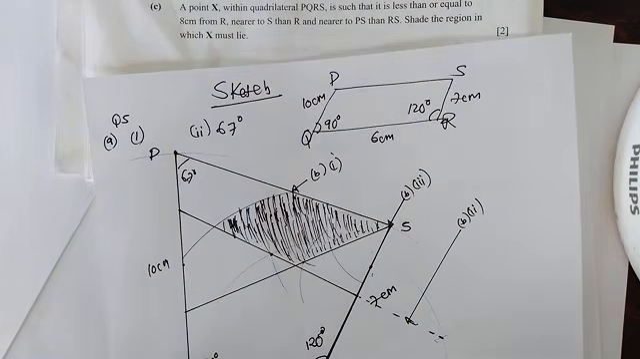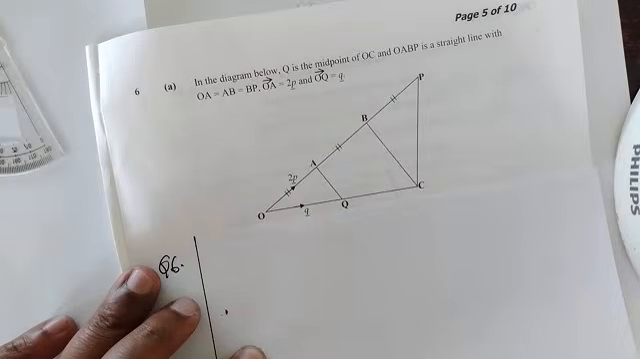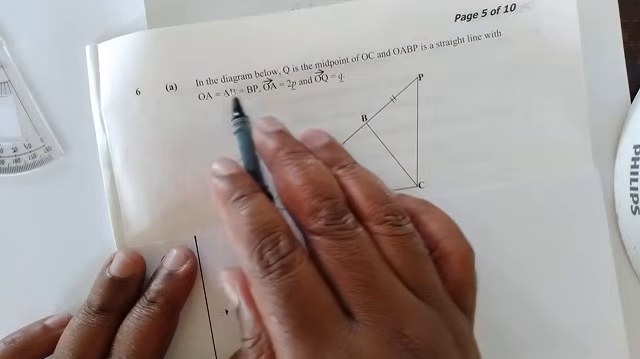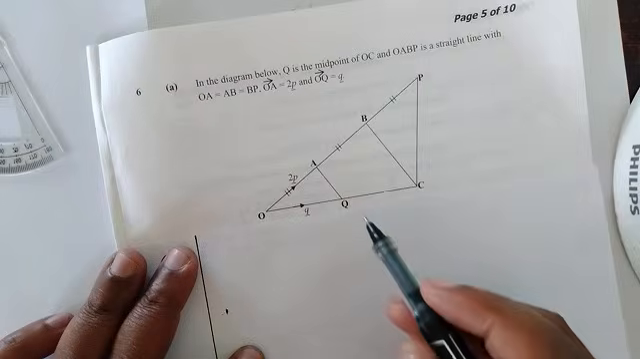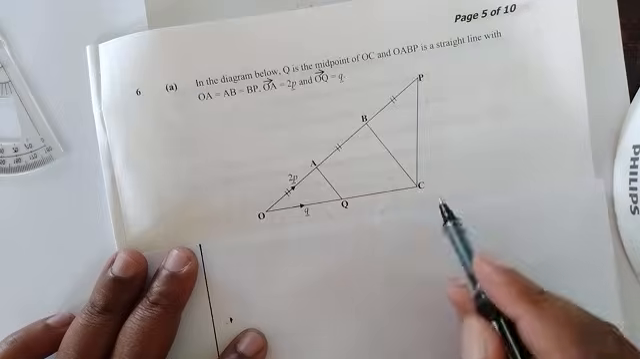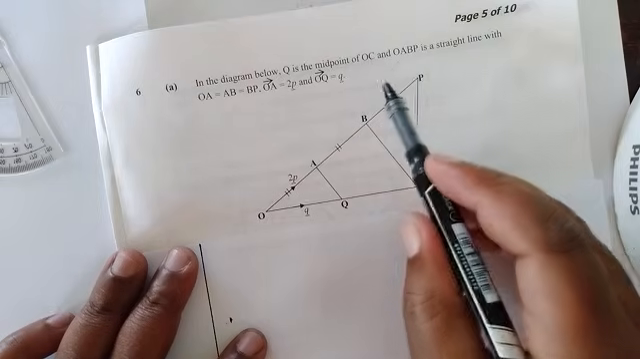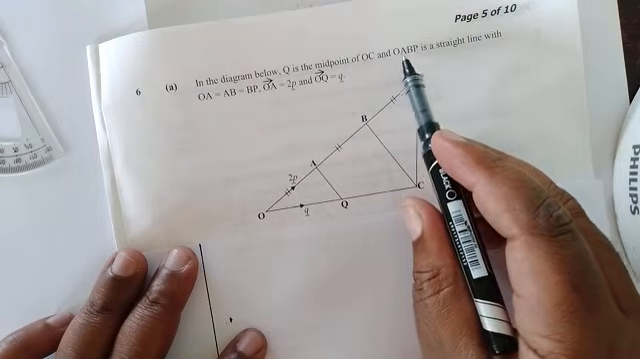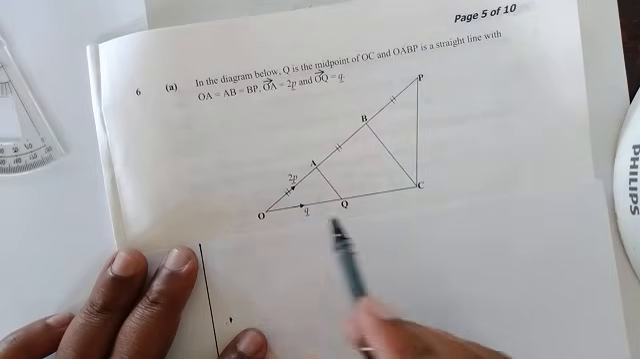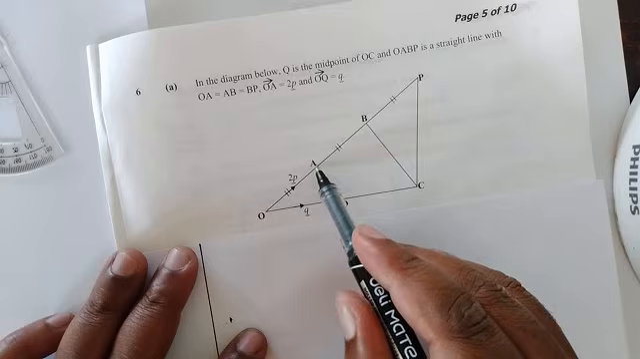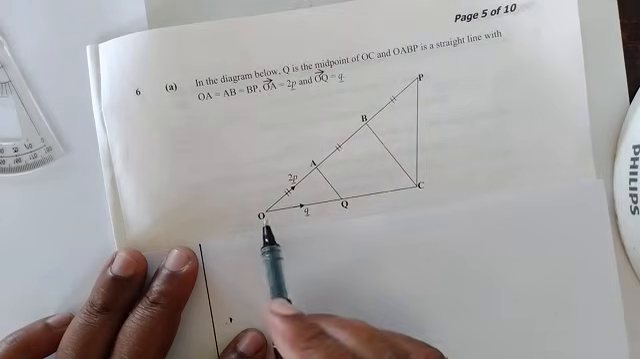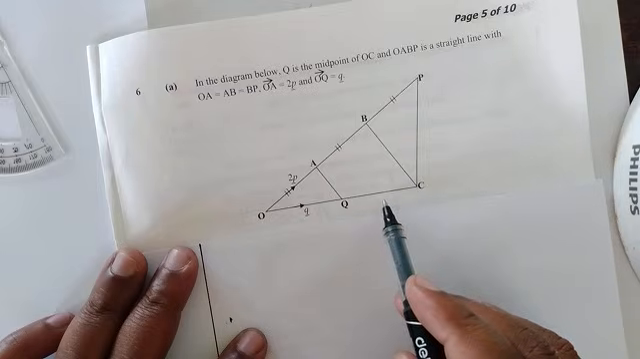We go to question 6. So we are saying in question 6a, in the diagram below, Q is the midpoint of OC. And OABP is a straight line, with OA equal to AB equal to BP. Now, OA is Q.